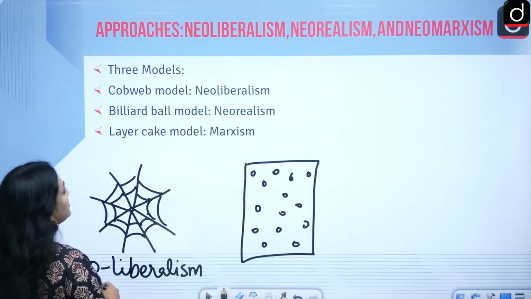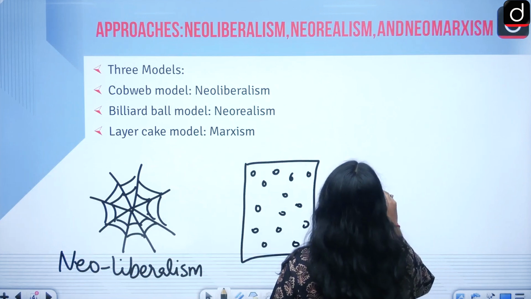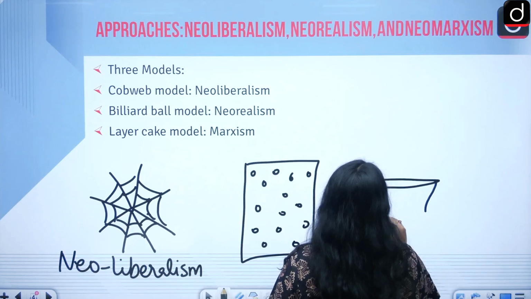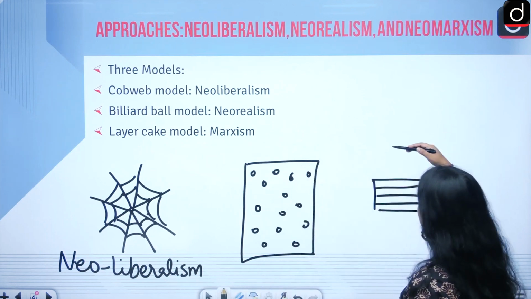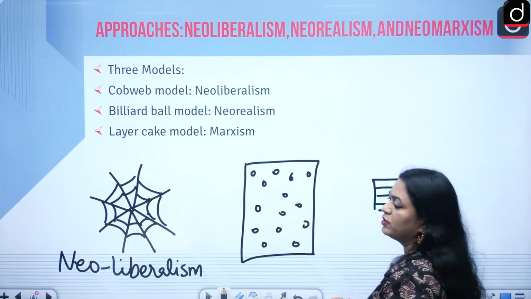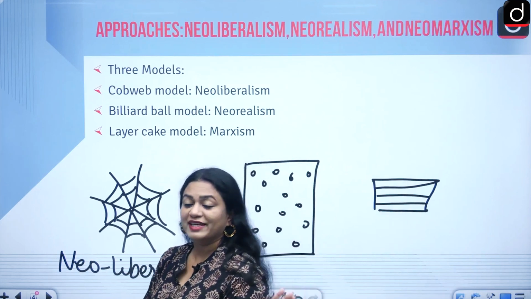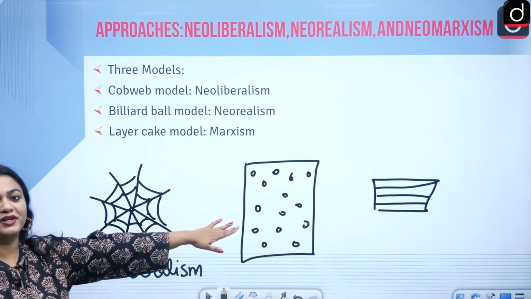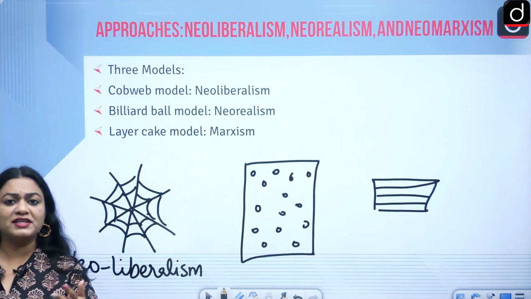Then the third one, Marxism. For that they have the layer-cake model. So, something like this. This is like a cake. Now, you can see that there are so many layers in the cake, and it represents a system of hierarchy. So keep it in mind, students, always remember to follow these three models so that they remain in your mind with reference to these three approaches.